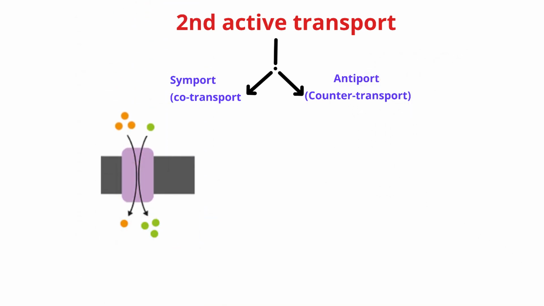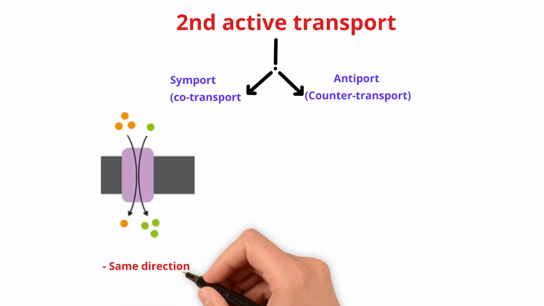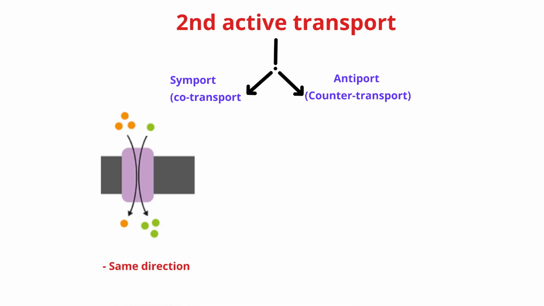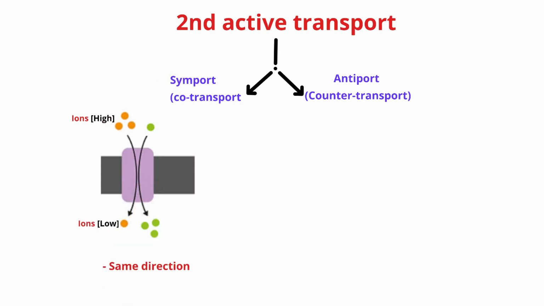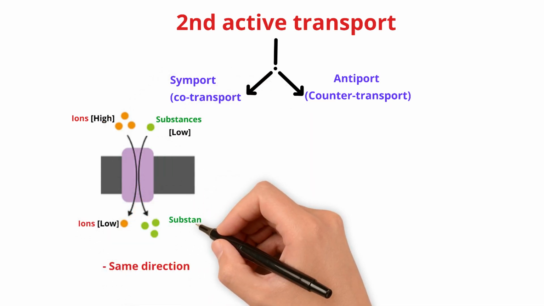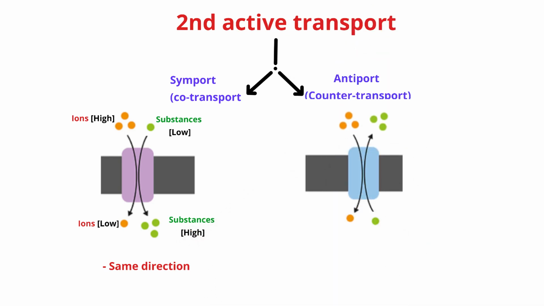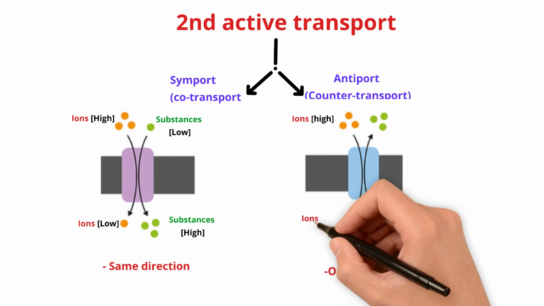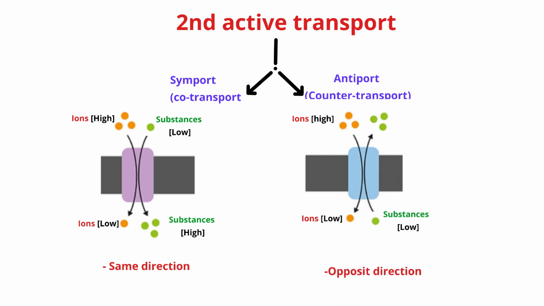The symport transport is a co-transport mechanism that moves substances across the cell membrane in the same direction of ion flow. Remember that ions flow down their concentration gradient and the substances flow against their concentration gradient. In contrast, antiport or counter-transport involves two substances moving in opposite directions. The ion moves in one direction from high to low concentration, while the other substance is pushed in the other direction against its gradient.